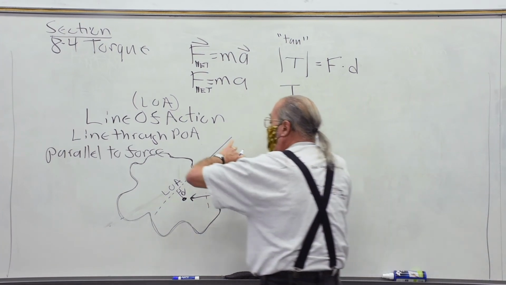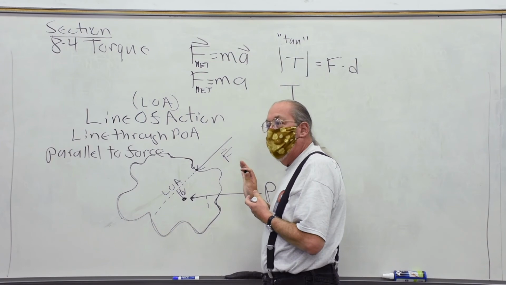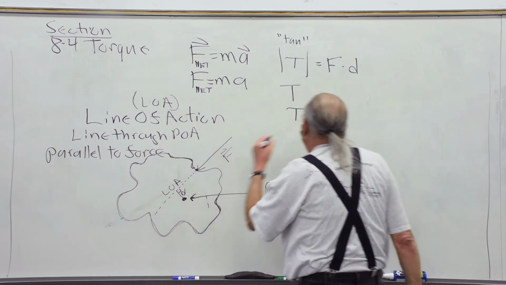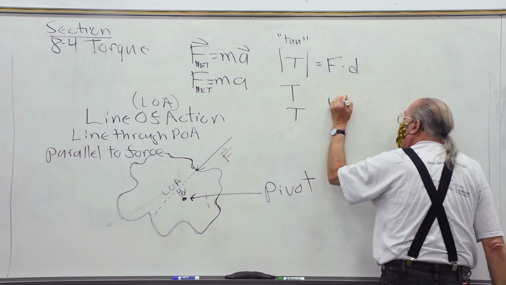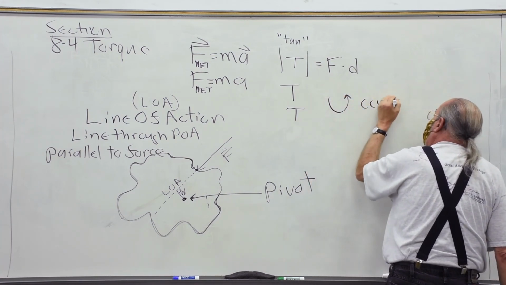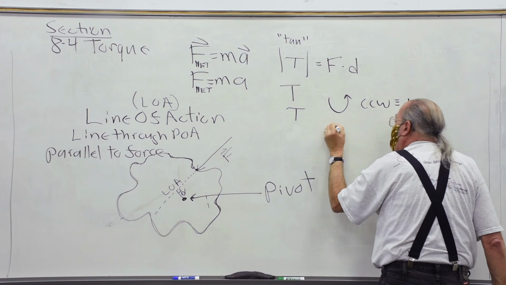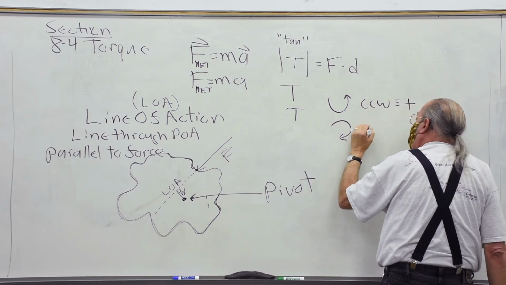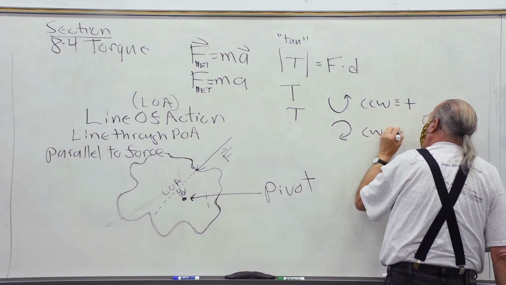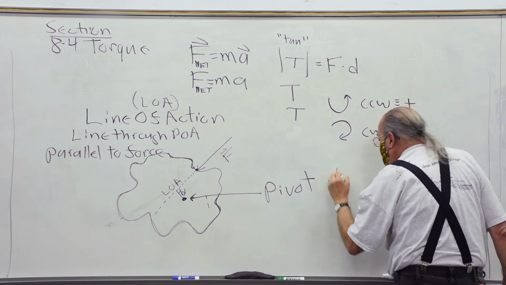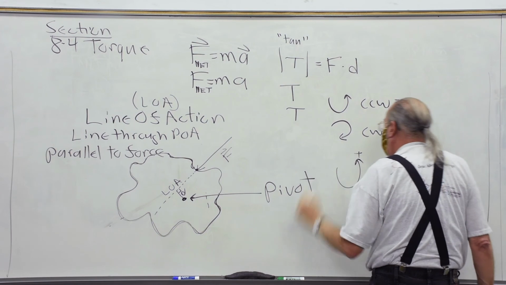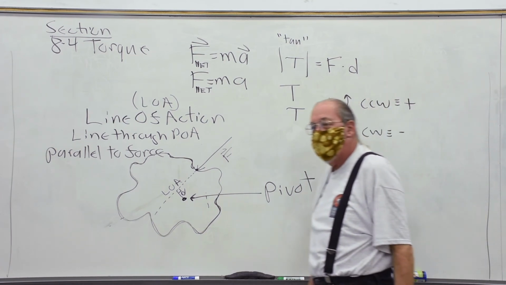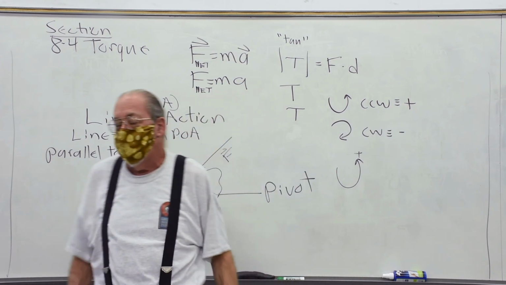Now, generally, you have to make a diagram and look at it and decide, is it going to go this way or this way? Generally, counterclockwise is defined as positive, and clockwise is defined as negative. Typically, we draw it like that. That direction is positive. Some people can't keep clockwise and counterclockwise correct.